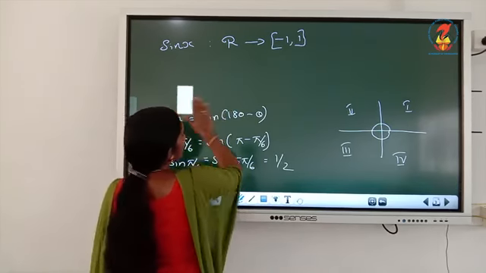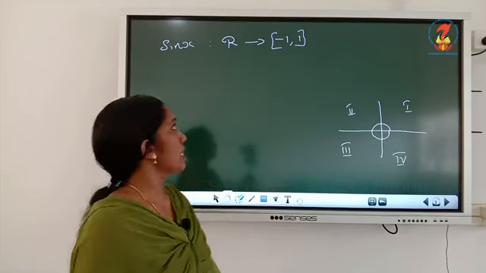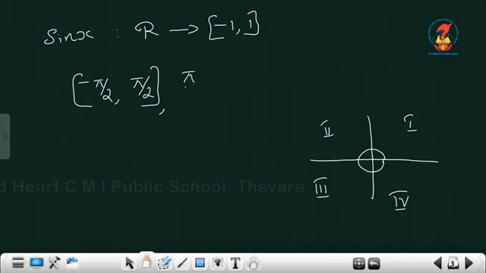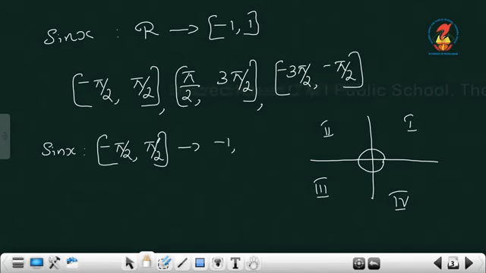Then what we do is, we divide this domain into sub-intervals. One interval is minus pi by 2 to pi by 2, or another interval pi by 2 to 3 pi by 2, or minus 3 pi by 2 to minus pi by 2. We can divide like this into many intervals. This R we divide into sub-intervals. Now we check, is this function sin x from one of these intervals to minus 1, 1 invertible?